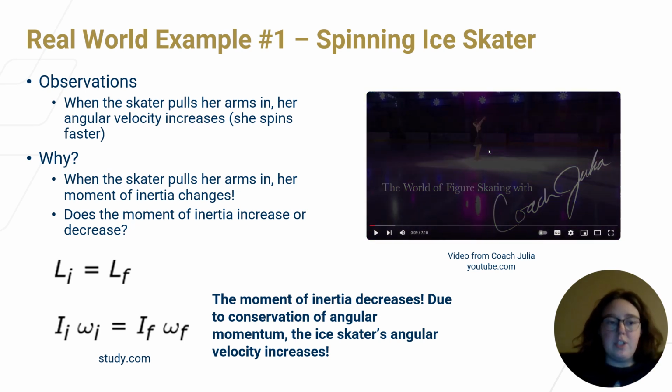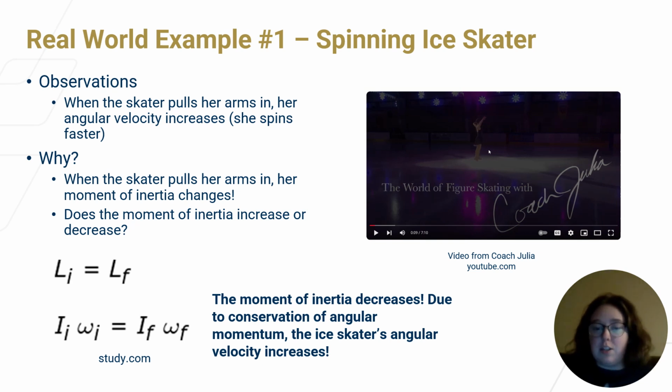So our observations that we're making. When the skater pulls her arms in, like she did there at the end, her angular velocity increases. So she spins faster. So why does this happen? When the skater pulls her arms in, her moment of inertia actually changes. She's changing the distribution of her mass from her axis of rotation. So does the moment of inertia increase or decrease here?